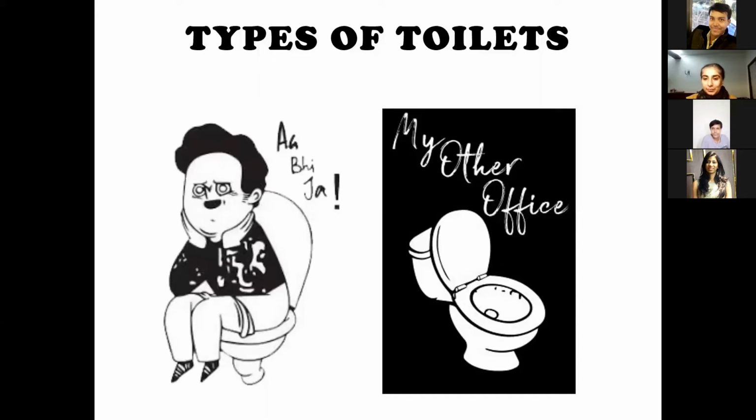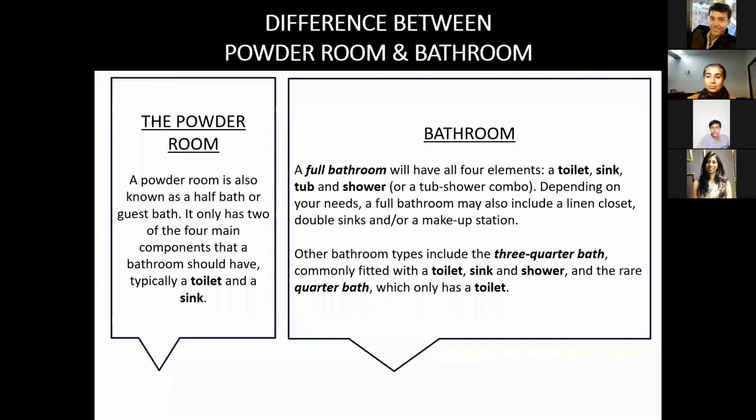Thank you, ma'am. So first we'll go through the types of toilets. Before that, I would like to clear the difference between the powder room and bathroom. A powder room is basically the half bath or the guest bath. It only has two of the four main components that a bathroom should have, typically a toilet and a sink. And a full bathroom has all four elements, that is toilet, sink, bathtub and a shower.